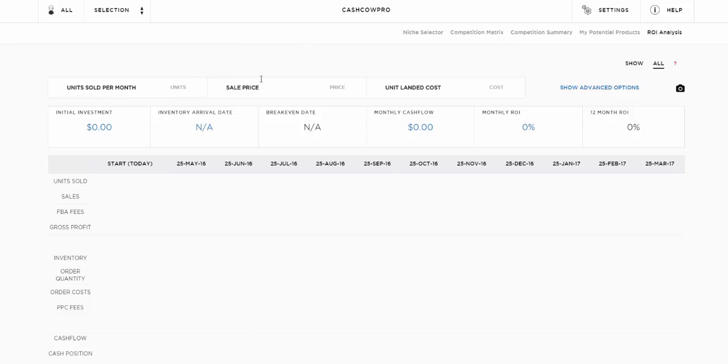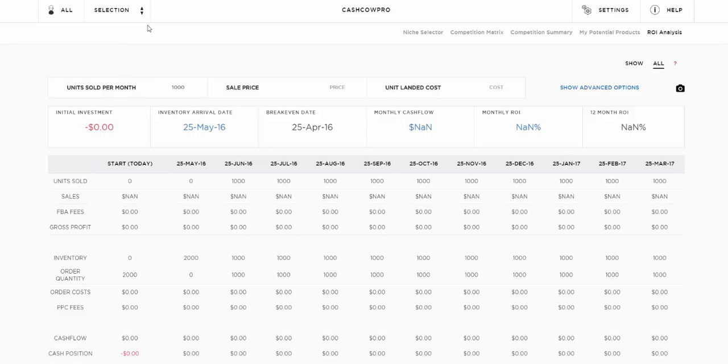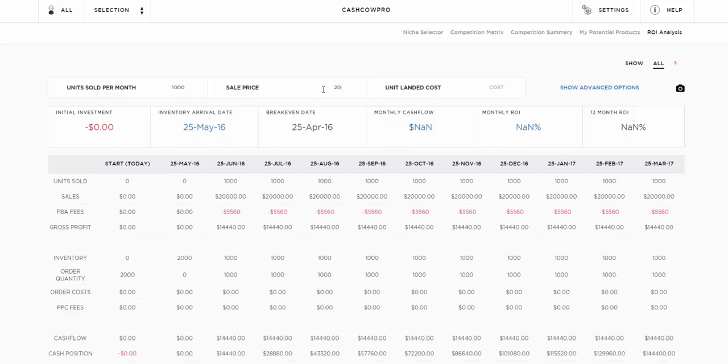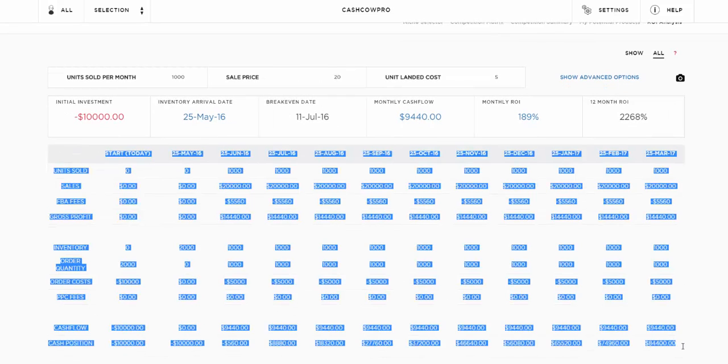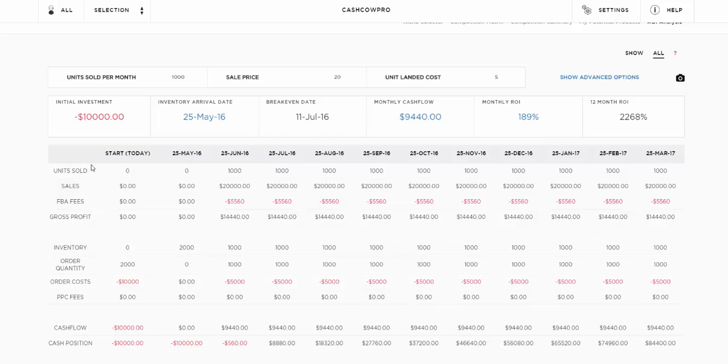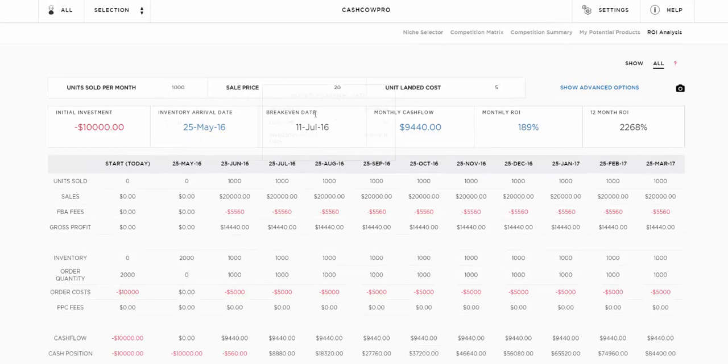Okay, so for this example, we're going to say units sold per month. We're estimating we're selling 1,000 units a month at a price of $20 each on Amazon. And the unit landed cost is how much we think the product costs plus the freight cost. So we're going to estimate $5. Boom. What the tool does is instantly, and I'll explain every line here in a moment, calculate the cash flow, the inventory, the sales over the next 12 months for your item, but two, also gives you a quick indication of how much profit and return on investment you're going to make in the short and long term too.